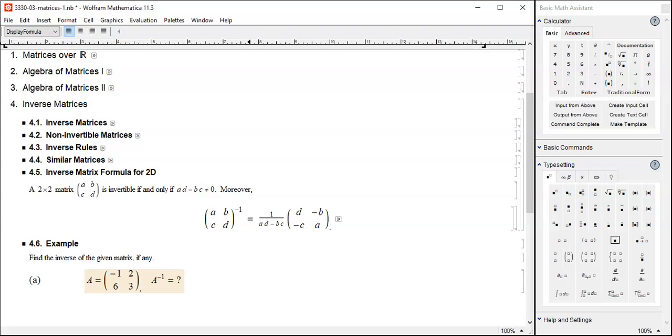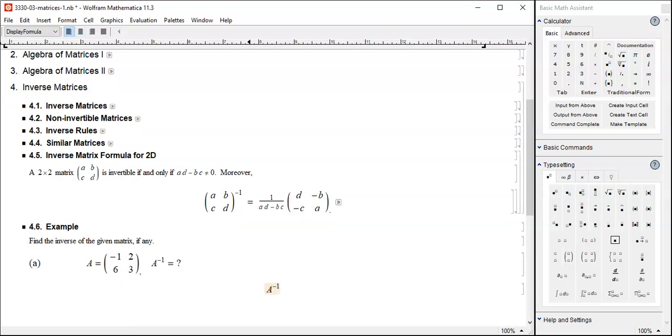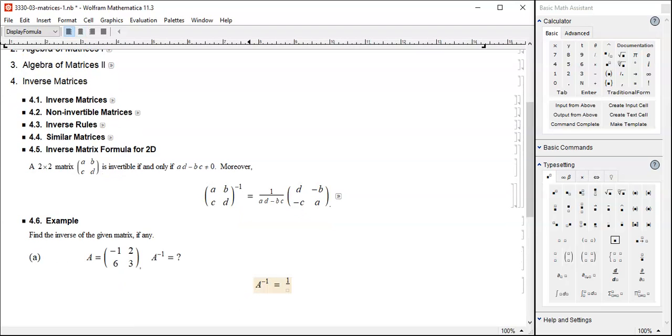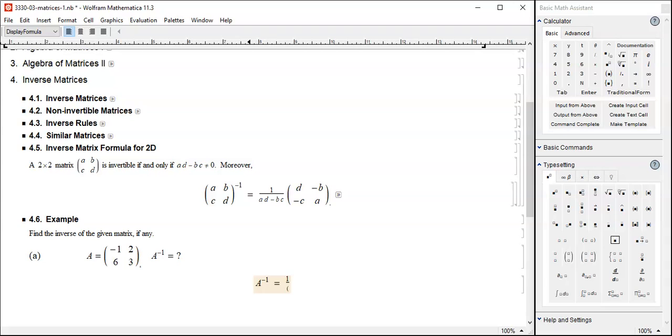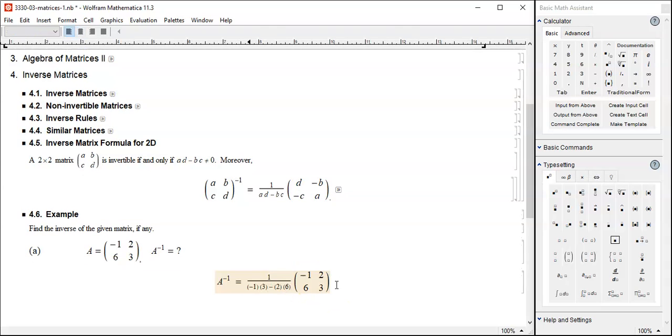Okay, and let's do this. For simplicity, I kept all these as integers. Alright, what is A inverse? 1 over AD minus BC, so -1 times 3 minus BC, 2 times 6. And then for the matrix, I have to switch the order of the principal diagonal, so this becomes 3, -1, and then the other entries I just keep with opposite sign.